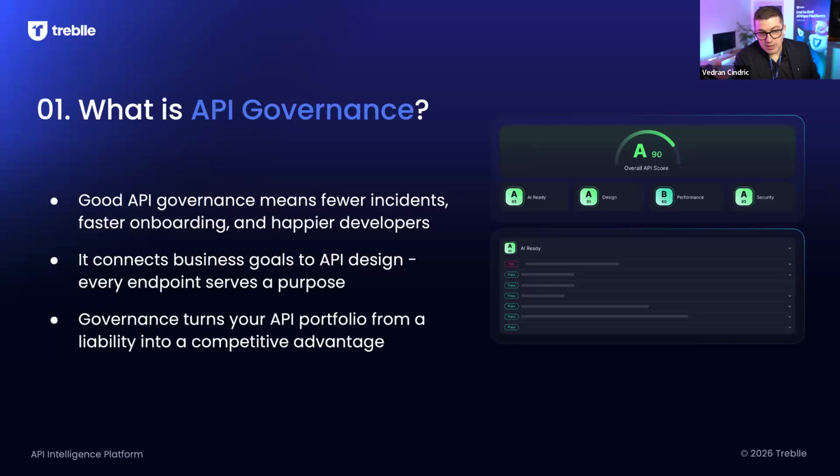But basically, the three things that we want to highlight, and then we can dive deeper, are: good API governance means fewer incidents in production, faster onboarding of your developers and partner developers, and at the end of the day, a happier ecosystem of anybody who's using APIs. Second, it connects business goals to API design, meaning everything that you do on an API is somehow translated to some kind of business outcome. And third, it turns your API landscape from a liability into a competitive advantage.